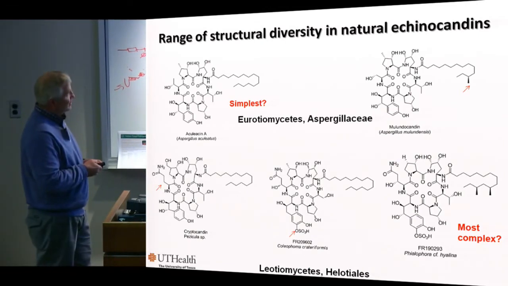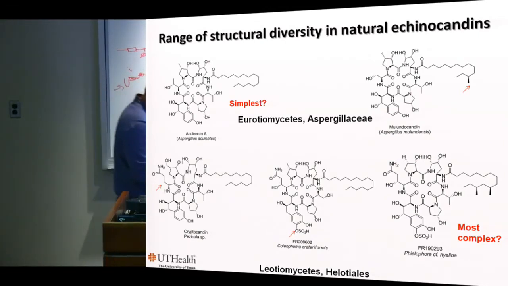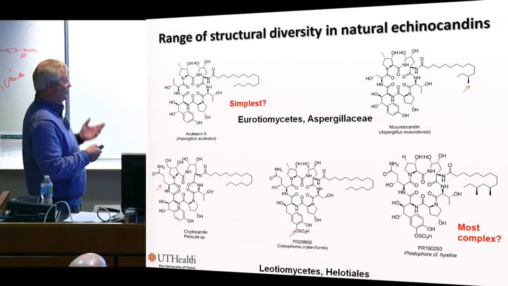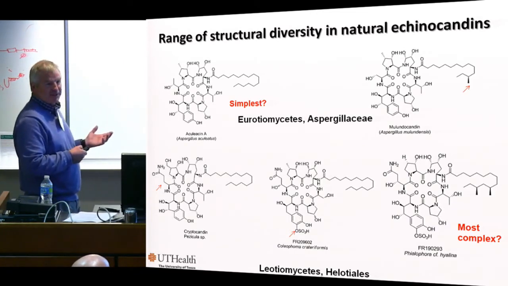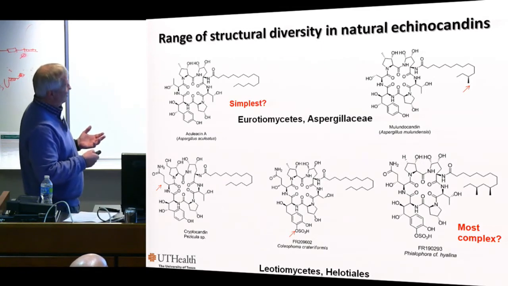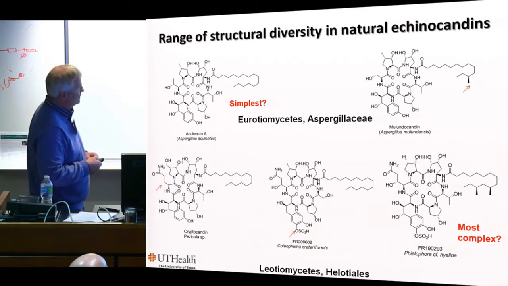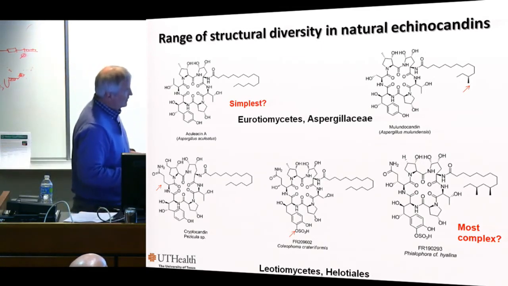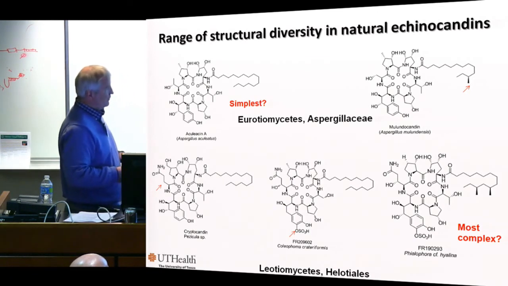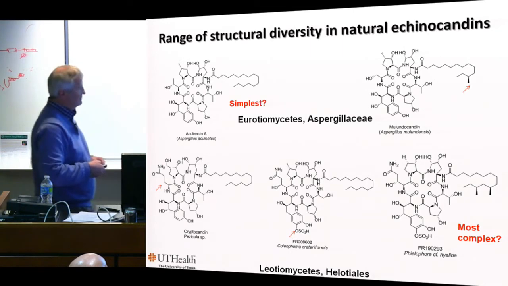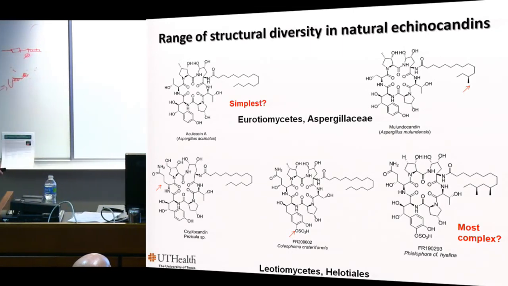Okay, so let's go back and look at structural diversity again. We're going to ask, the simplest type of echinocandin might be aculeacin. Palmitic acid side chain, very simple. Relative to something like 293, which is a sulfated pneumocandin. Polyketide side chain, sulfated. This, to me, is the most complex.